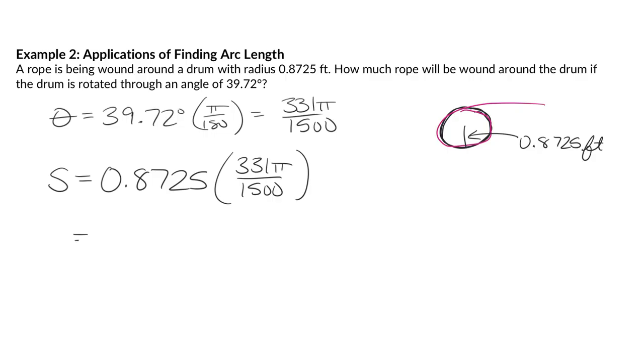So if you in your calculator do 0.8725 multiplied by 331 pi divided by 1500, notice I have parentheses around the radian. If you are not using a fancy fraction to type that in, you're going to need to use parentheses. In fact, you really should put parentheses around your fancy fraction anyways. I got 0.19. You got 0.6? That's more like it, 0.6049 feet.